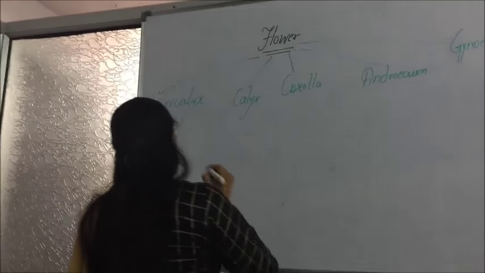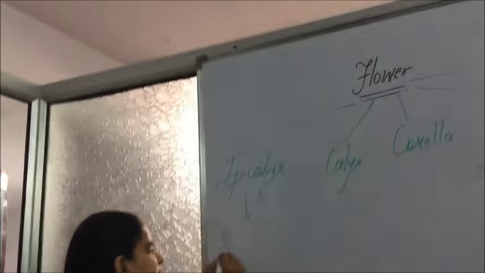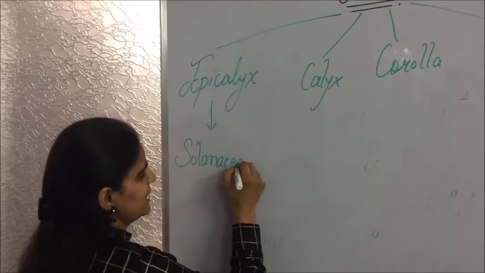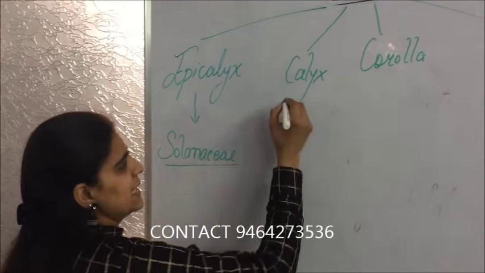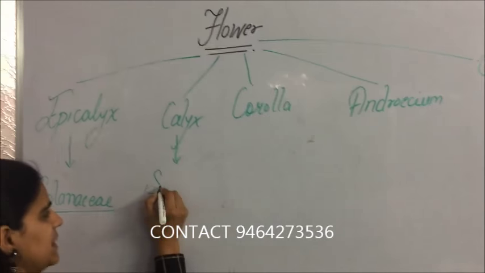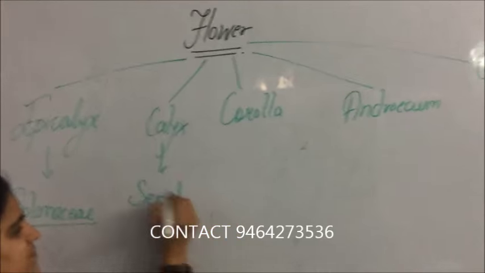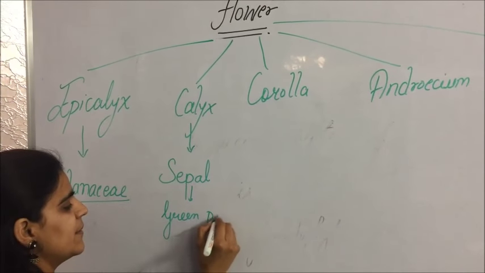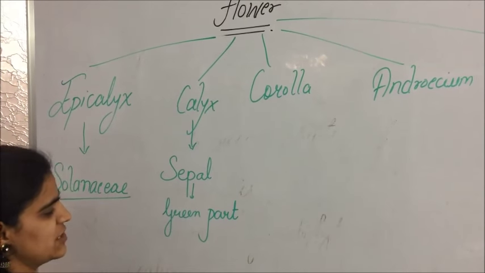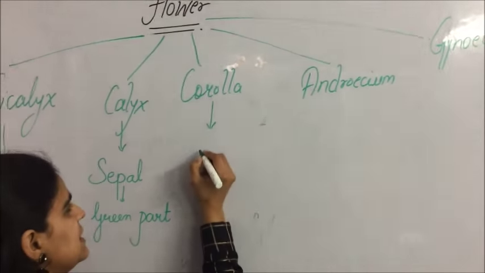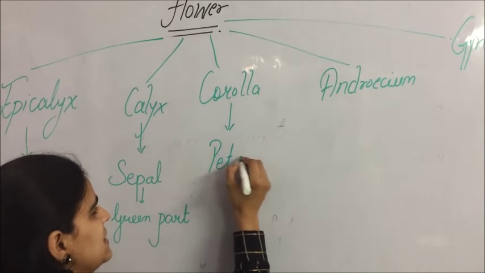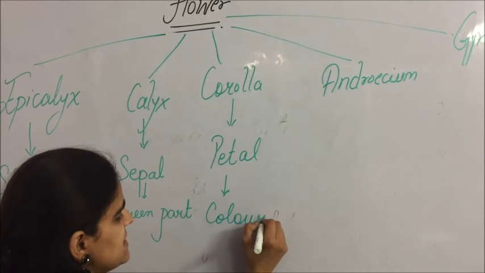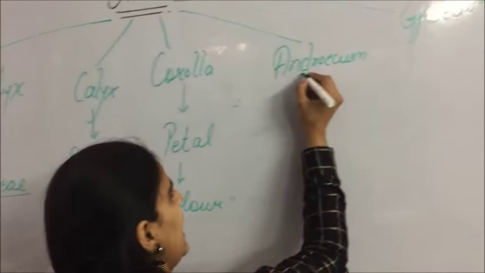The apicalyx is only present in the Solanaceae family. It is only protective in function. Calyx, other name is sepal or green part of a flower. It is also protective in function. Corolla, the colorful part, also called petals, which attract the insect as well as human.